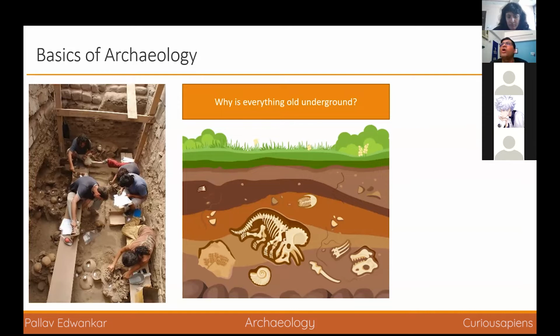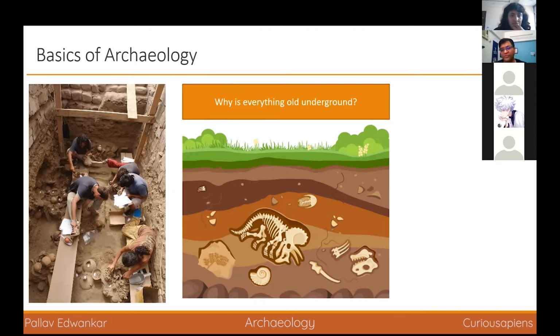The reason being, anything that you leave on the ground starts eroding, and after a while, layers and layers of dust start falling on top of it. Or sometimes there are big floods, so entire civilizations get buried, or there are big landslides. Sometimes there are volcanic eruptions. The famous town of Pompeii in Italy was buried by a volcanic eruption for 2000 years. The cities of Harappa were flooded and they were buried underground.